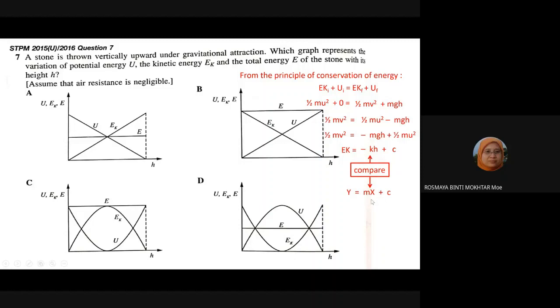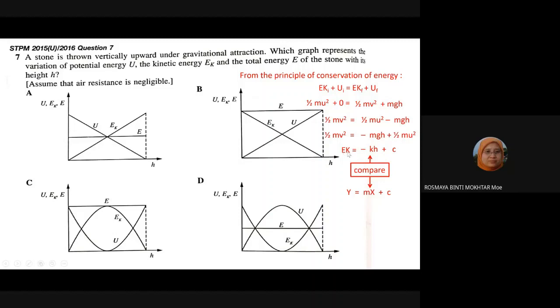In maths, you've learned that y equals mx plus c is a linear graph. So C and D are out already. It's a linear graph, so the equation here is in linear form.